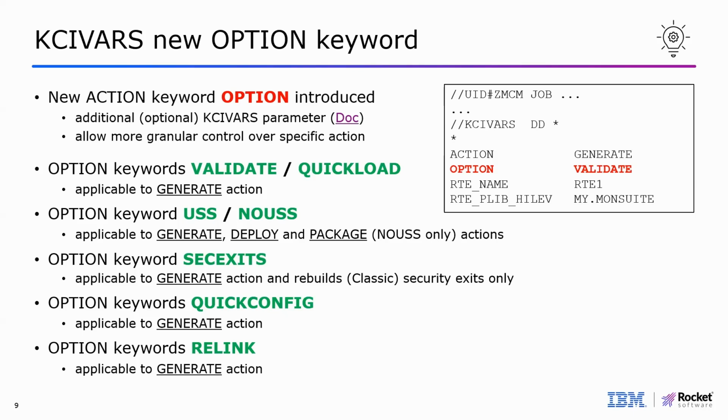This is an interesting option if you have an existing runtime environment and you just want to tweak a simple or a single parameter, set it from yes to no, or increase the size of a certain parameter. This is really where you would use quick config, because it really restricts the generate workflow to just produce the respective parameter members or regenerate those parameter members.